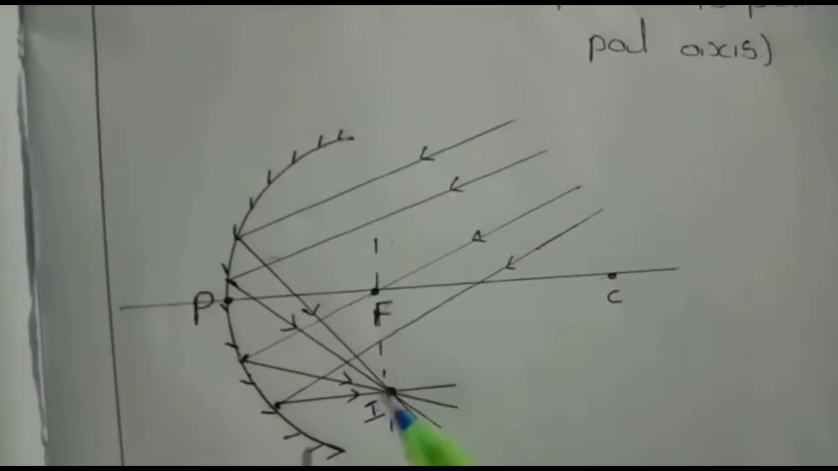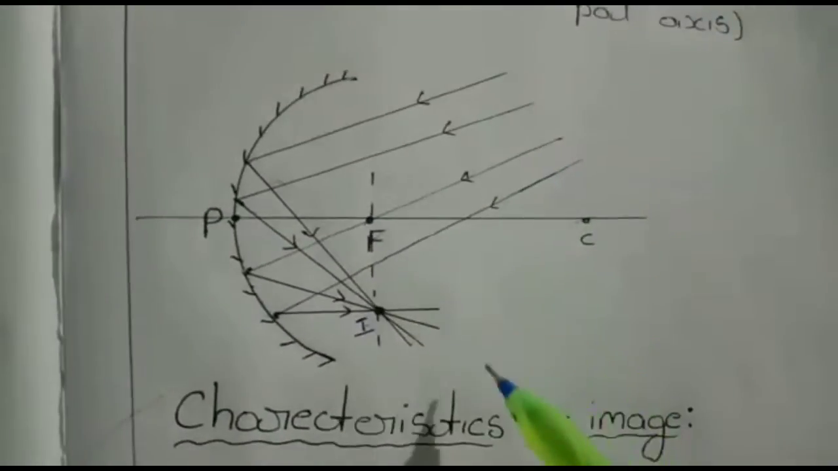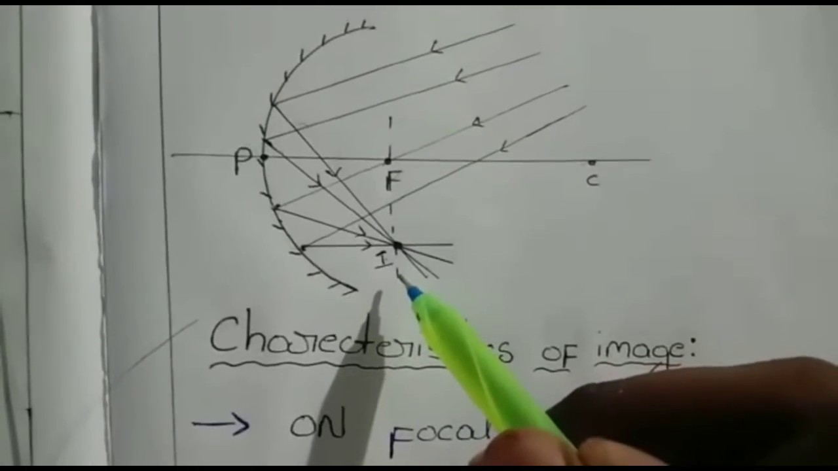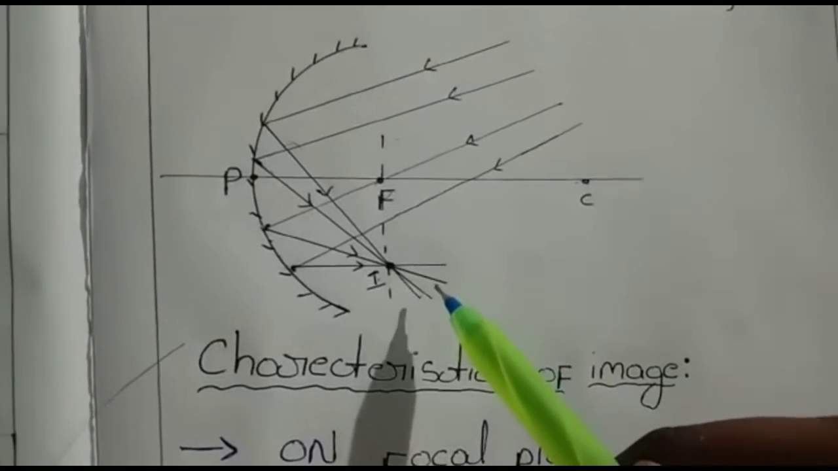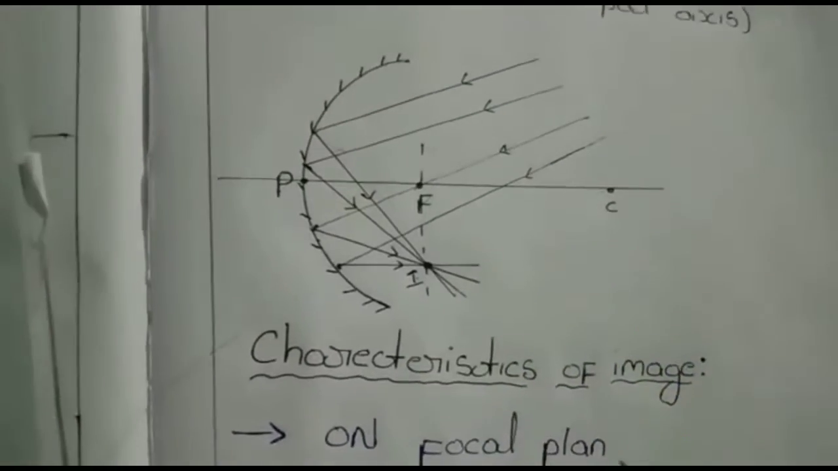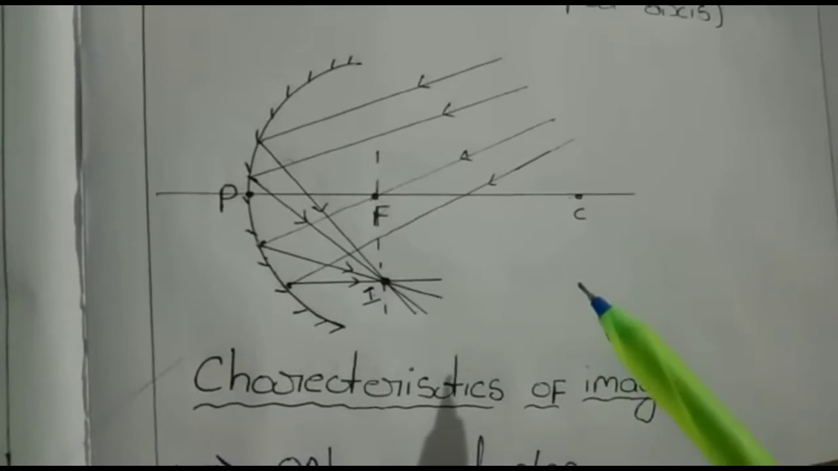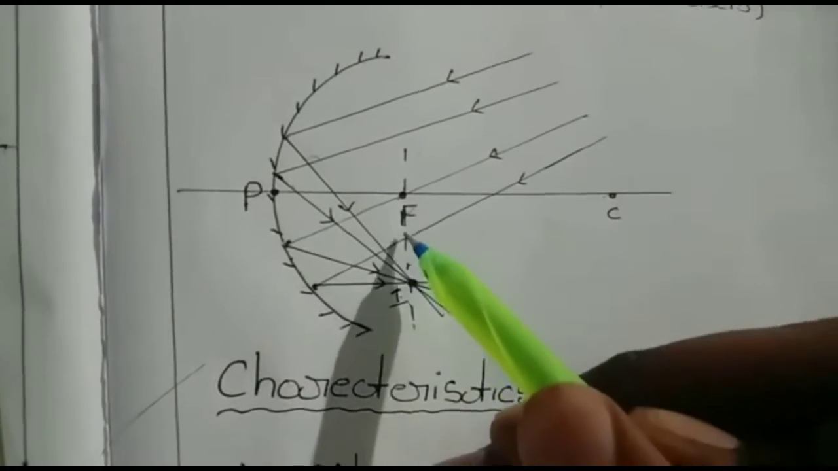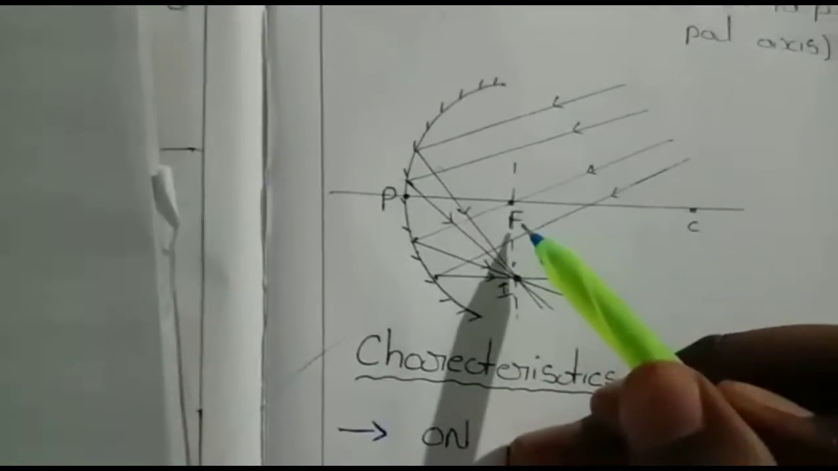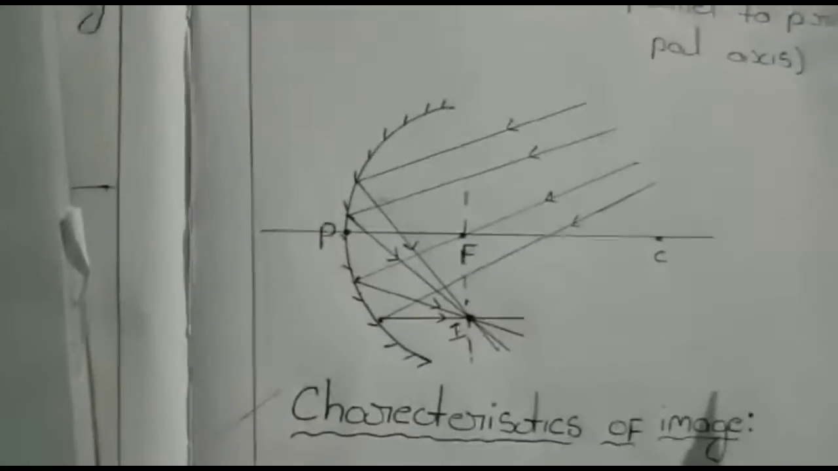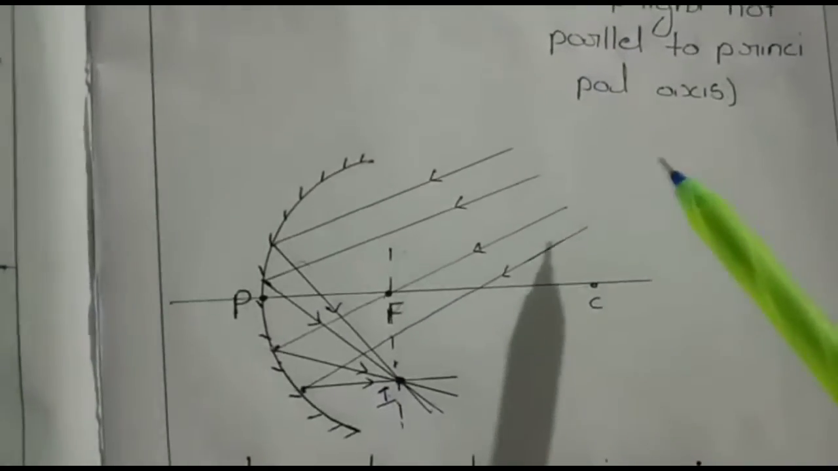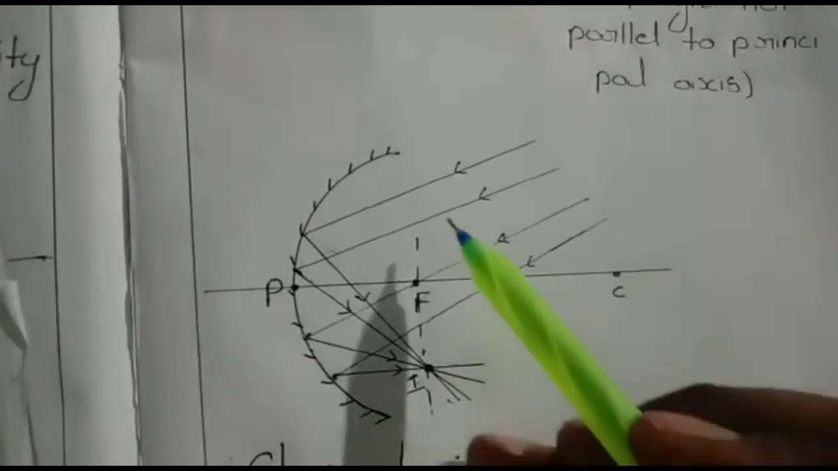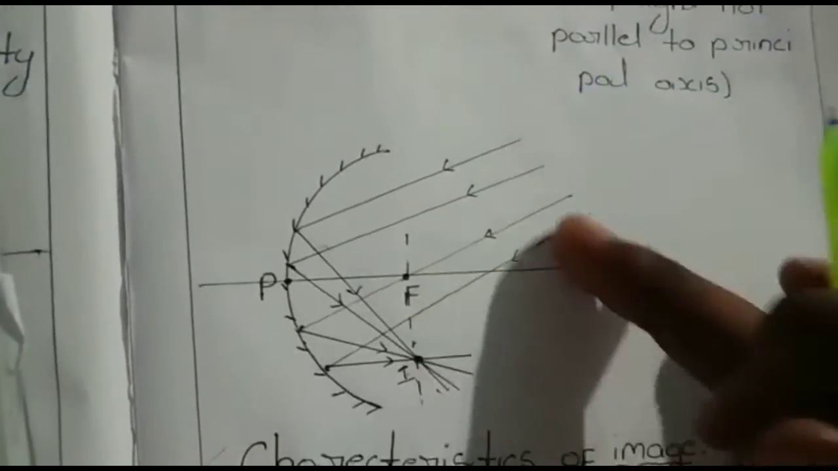See, 4 rays. Then where is the image formed? Here. Keep the point and denote it I. Now try to draw a perpendicular line to the principal axis. Perpendicular means normal to the principal axis. The normal drawn from the image formation point meets at the focus. Here the position of the image is the focal plane. This is the focal plane, friends.